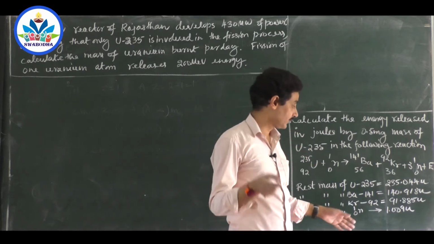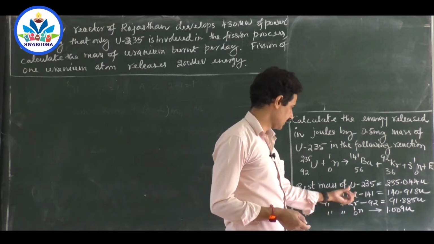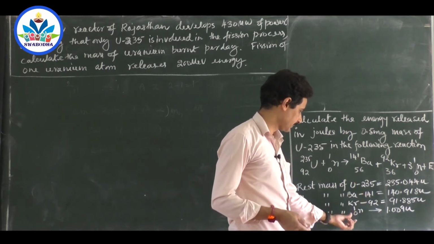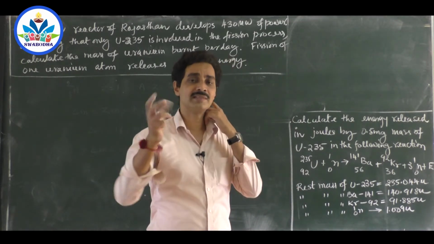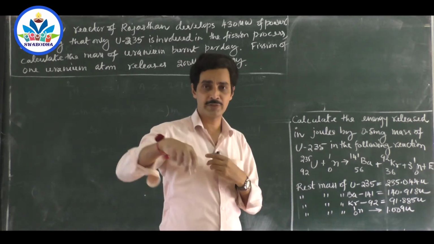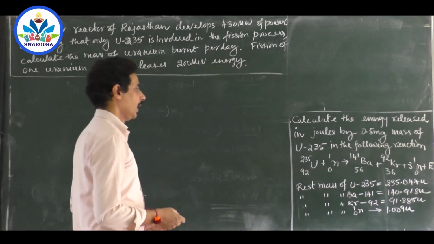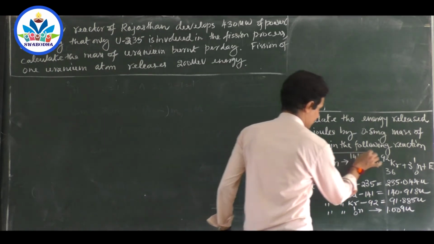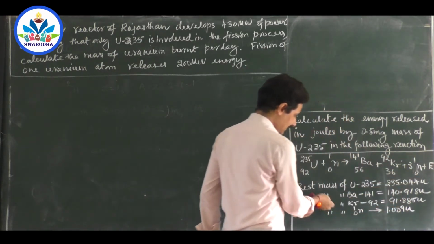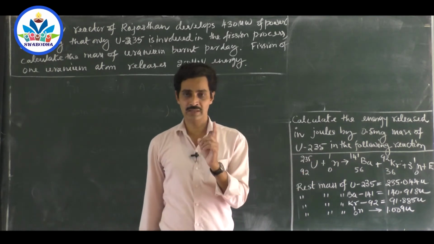Energy released in one fission is not given, you have to calculate it. Rest mass of uranium-235 is given, rest mass of barium is given, krypton is given, neutron is given, everything is given. So when it is at rest, what is its mass? Its absolute mass with respect to us. Those masses are given. Now first of all, you have to do this part. This is the reaction which shows the fission of one uranium nucleus.